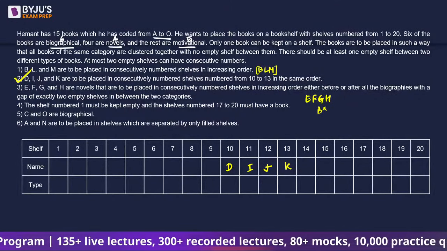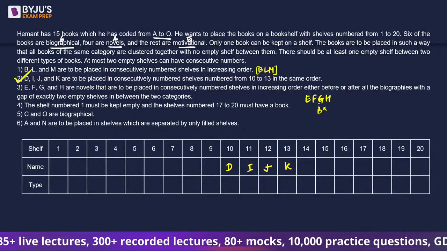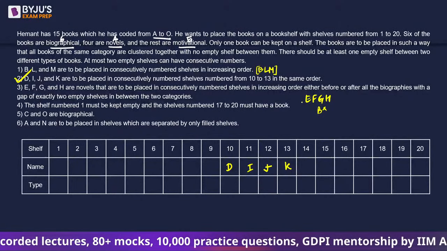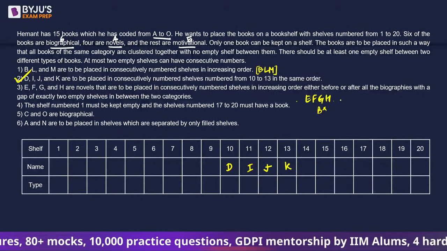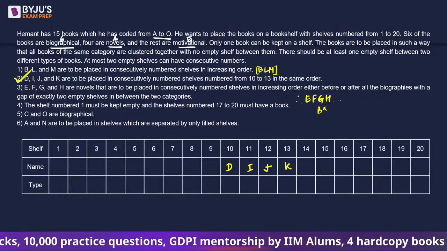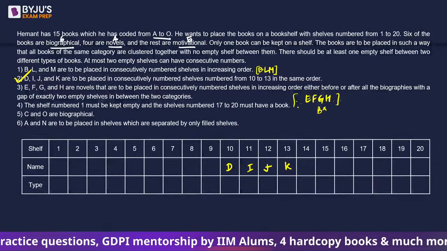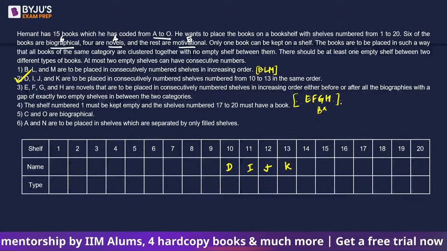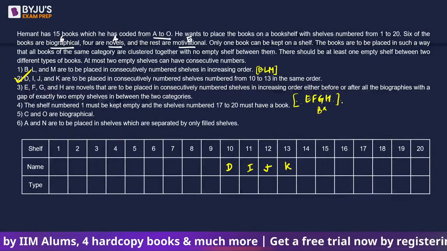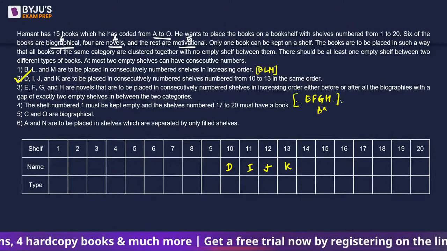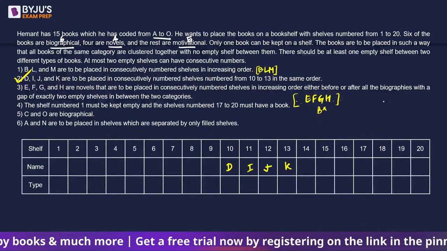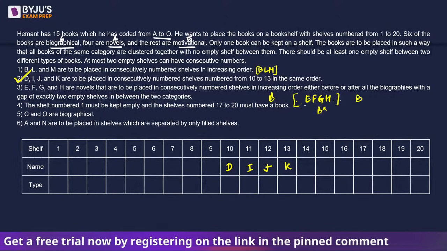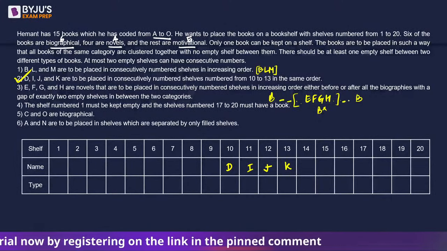Whichever category they are from, there are going to be 6 of them. You can have 2 in front, 2 later on, 1 in front, 1 later on. Whatever combination we are going to have, these are to be placed in consecutive number shelves on or after biographies. So it can be before biographies, it can be after biographies, but we are supposed to have 2 empty shelves between them.